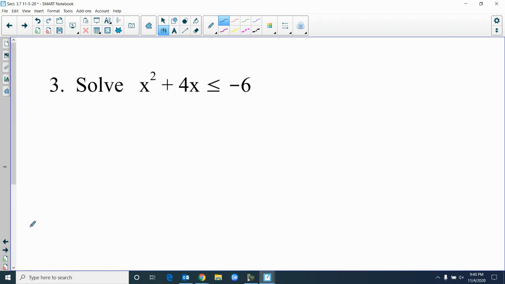All right, third one here. Again, set it equal to 0. So you get 0 over here, so it's going to be x squared plus 4x plus 6 is less than or equal to 0. All right, we've got another case here. This does not factor, so I use the quadratic formula.